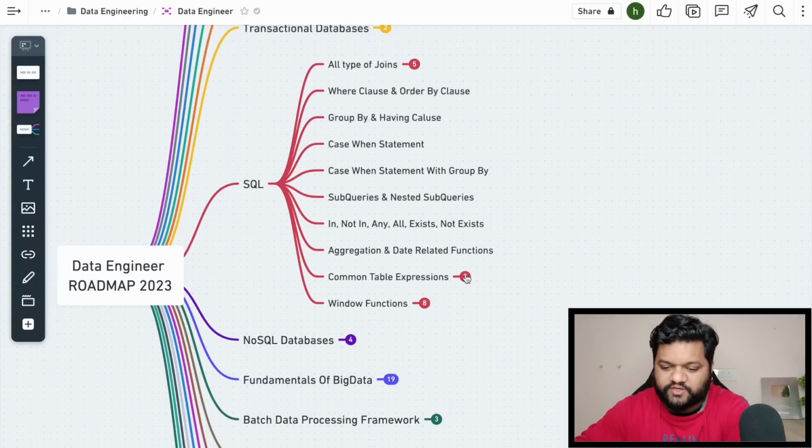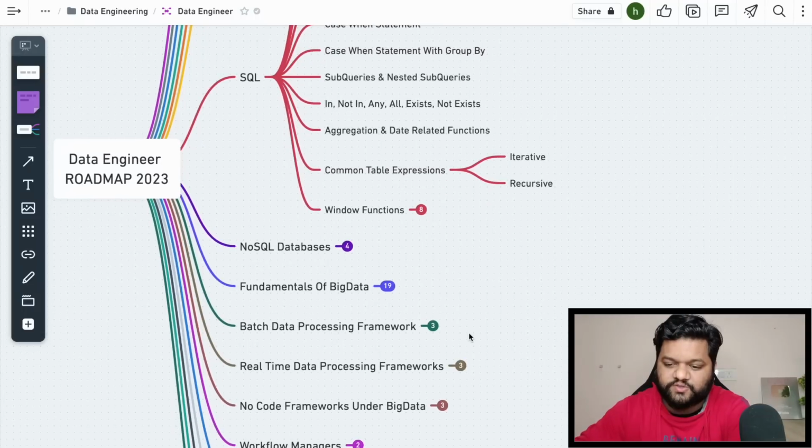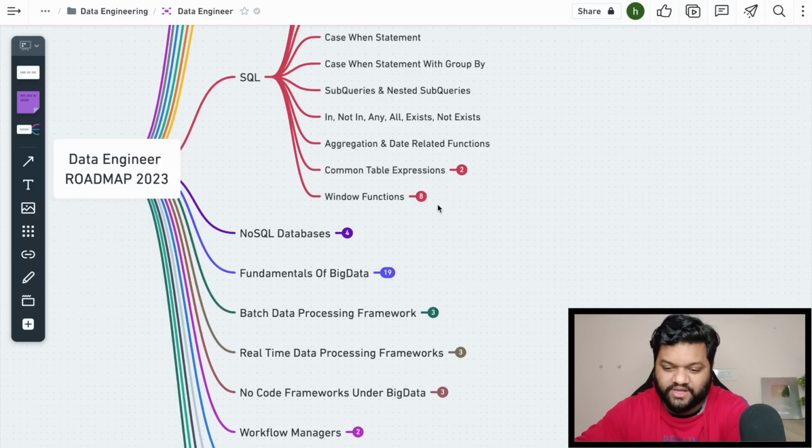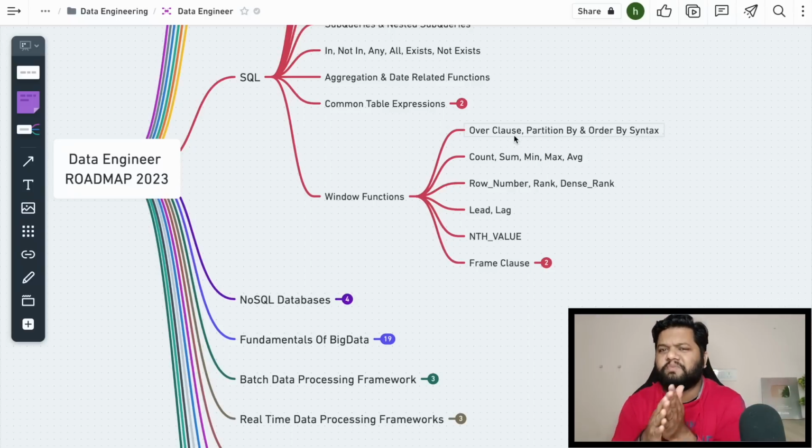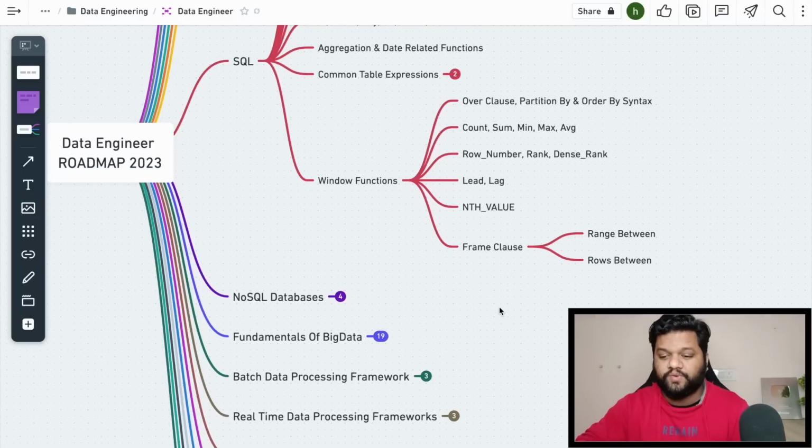Then common table expressions, iterative and recursive, which is eventually the with clause. And then, super most important, window functions. Here you need the over clause, partition by, order by syntax, all the aggregation functions, and ranking functions, which are very, very important, along with lead, lag, nth value, and then the frame clause, like range between and rows between, which will help you solve queries related to cumulative sum, running average, or weekly running sum, these kinds of cases.